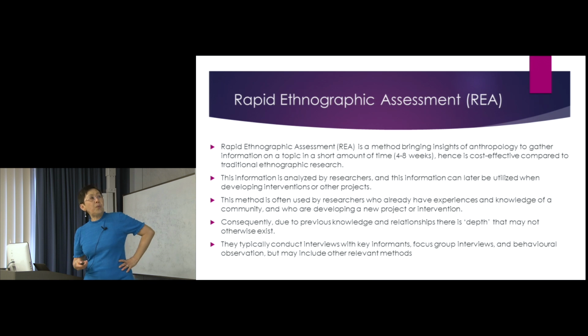Now, with this rapid ethnographic assessment, typically people will conduct interviews with key informants. Key informants refer to those who are knowledgeable about the local issues. Sometimes they are community leaders, sometimes they are traditional healers, sometimes they are policymakers, and so on. So they are able to give you a lot of ideas. Sometimes it's just local people, but they are very knowledgeable about their local area. So you learn a lot quickly from them.